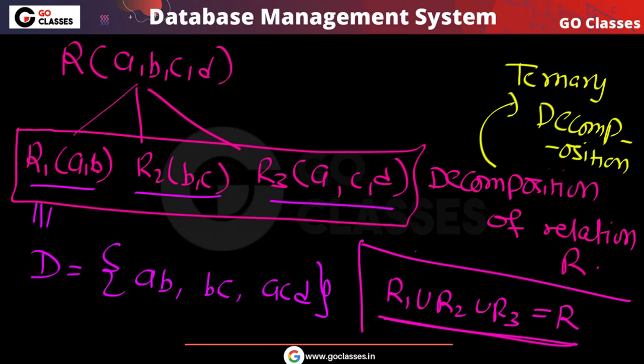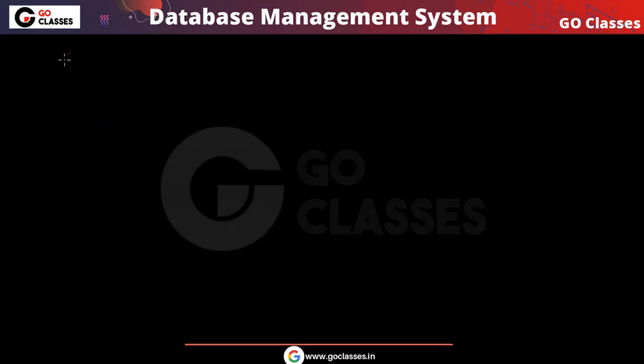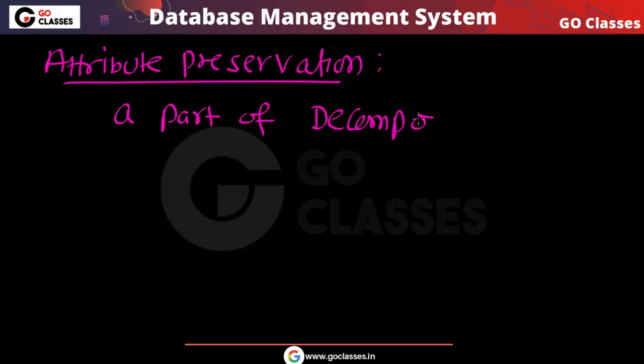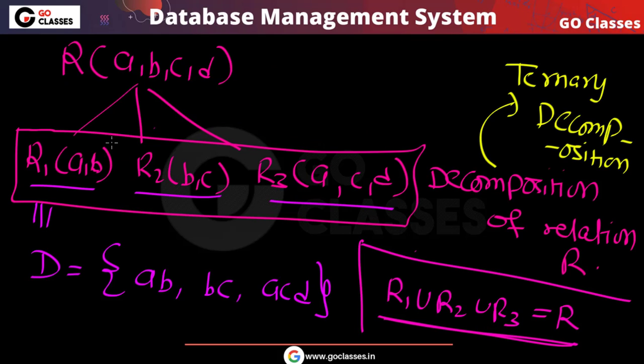I can say that in the definition of decomposition we have this attribute preservation. So remember, this attribute preservation property is a part of the decomposition definition. We don't have to write it again and again, because in any decomposition, attribute preservation will always happen. You will never lose any attribute. If you take the union of attributes in all the sub-relations, then you will get all the attributes of relation R.